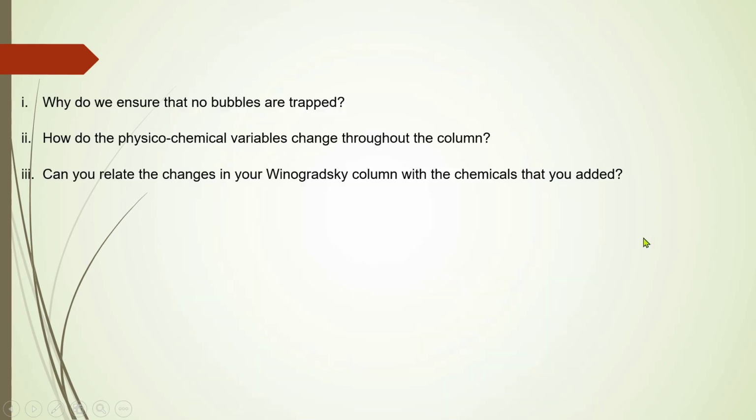So these are the questions for the Winogradsky column. Why do we ensure that no bubbles are trapped? How do the physical chemical variables change throughout the column? Can you relate the changes in your Winogradsky column with the chemicals that you have added?